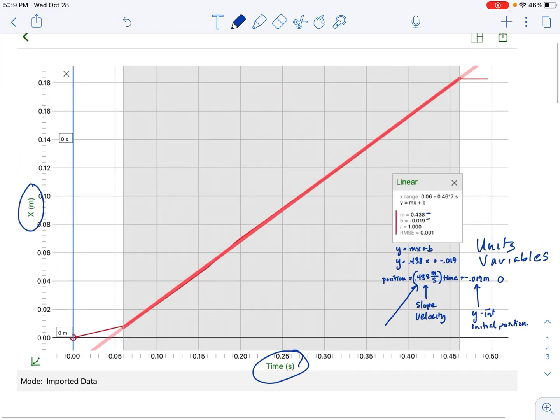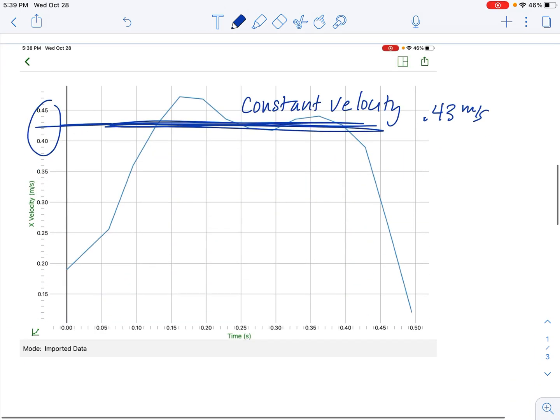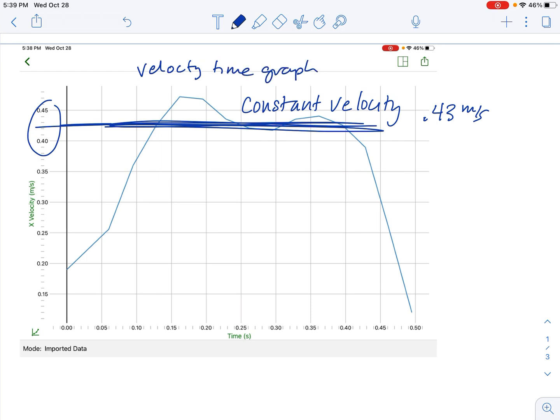So this is what it looks like on a position time graph. Also, remember that graphs are always labeled as y versus x. It's like you're reading from left to right. And this is a velocity time graph. Okay, so those are the skills you need to complete the constant velocity lab.